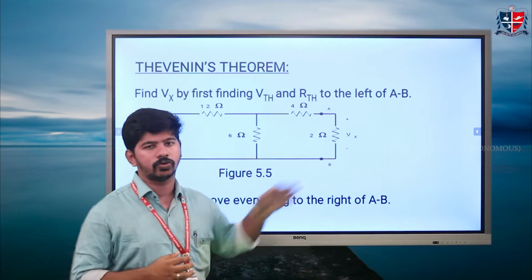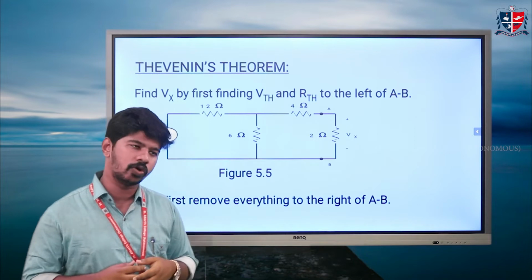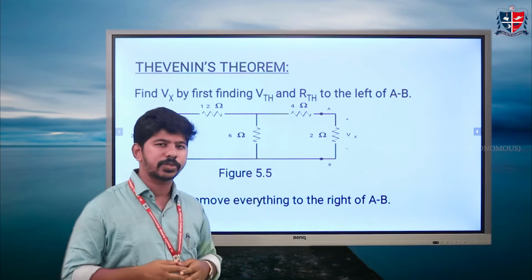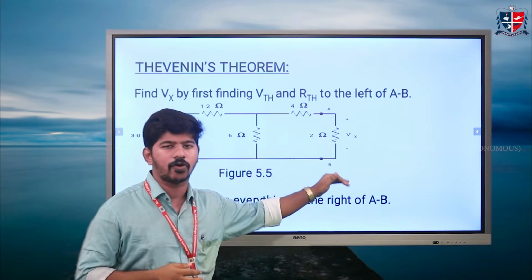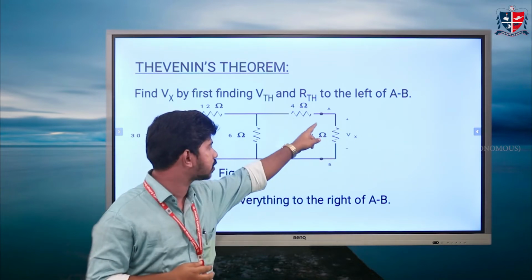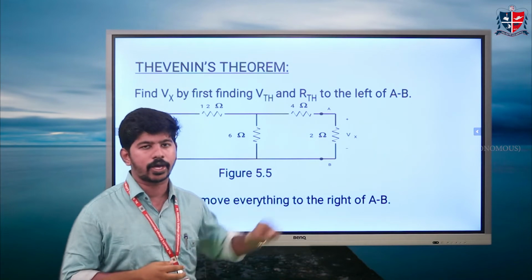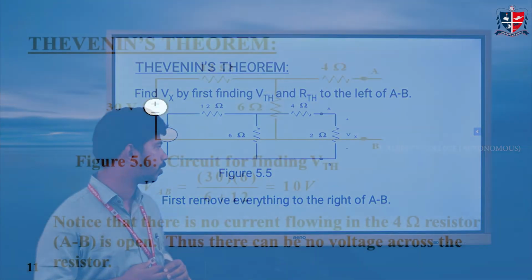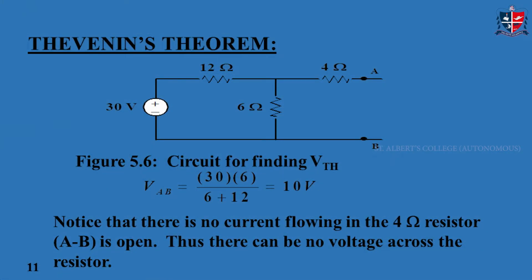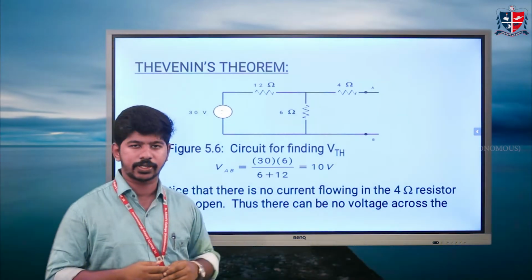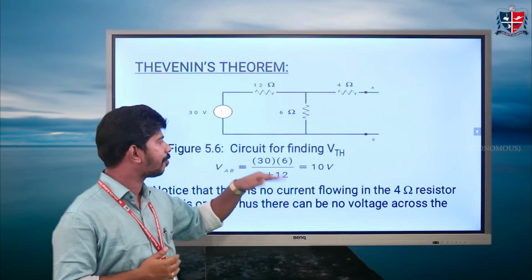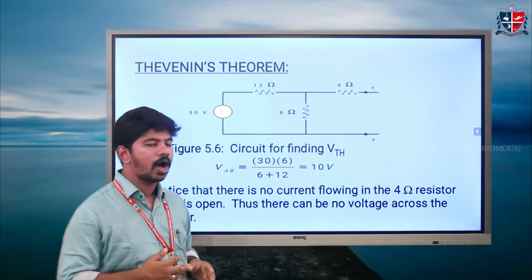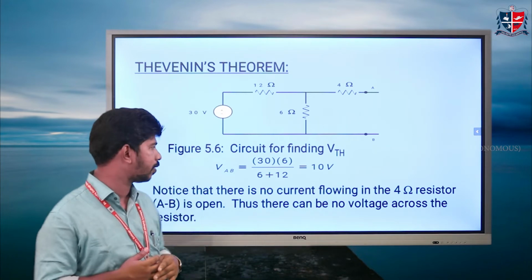In order to determine the Thevenin voltage, we need to remove the 2 ohm resistor. Our load resistor is 2 ohm, and we remove it. Once we remove the 2 ohm resistor, we need to determine the voltage across that terminal, which is the terminal A and B. So across the terminals A and B, we need to determine the voltage. That is shown here. We have removed our load resistor, the 2 ohm resistor, and we need to determine the voltage across the terminals A and B.